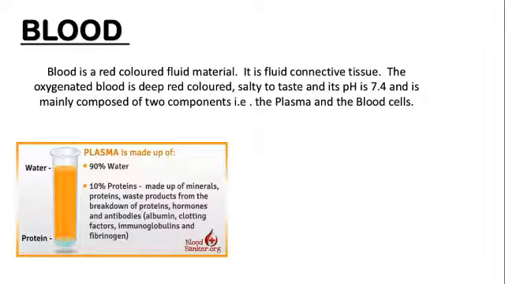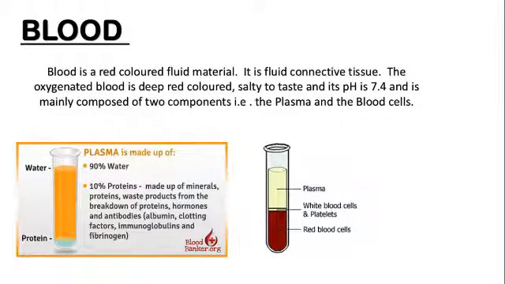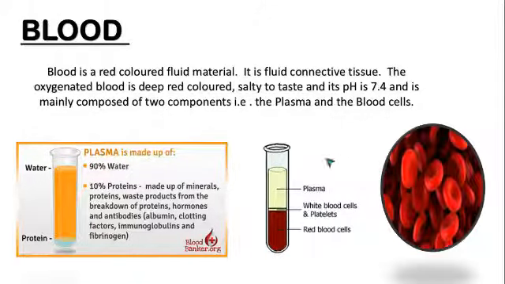Blood. Blood is a red colored fluid material. It is fluid connective tissue. The oxygenated blood is deep red colored, salty to taste, and its pH is 7.4 and is mainly composed of two components, that is the plasma and the blood cells.